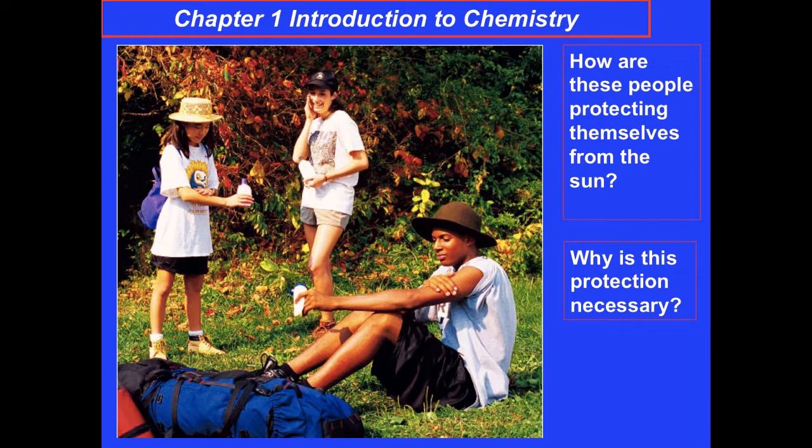There is a layer of ozone present in our atmosphere. This layer protects us and our skin from the impacts of ultraviolet light. You can see in this picture that these students are further protecting themselves from this harmful type of solar radiation through the use of sunscreen.